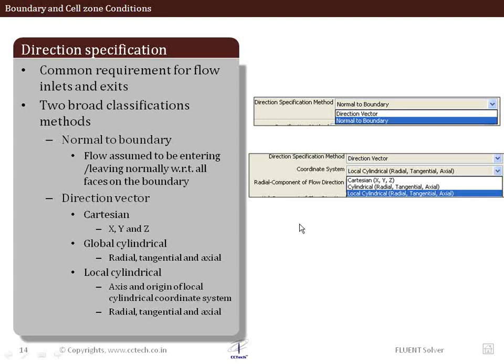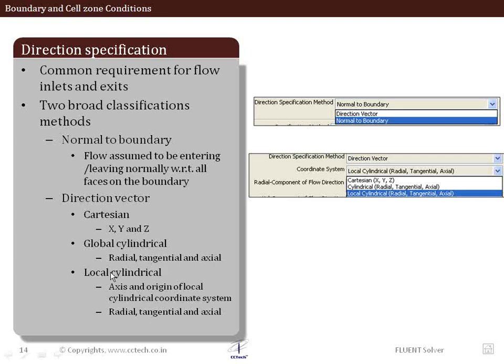So all the faces at the boundary, even if they are along a surface which is curved, which is not exactly planar in the same plane, even in that case, the flow will enter normally into the domain from these faces at the boundary. That's one of the possibilities. But we may also have situations when the flow is entering at some angle or in some direction. So we can specify the directions either in the Cartesian coordinate system, or the global cylindrical coordinate system, or a local cylindrical coordinate system.